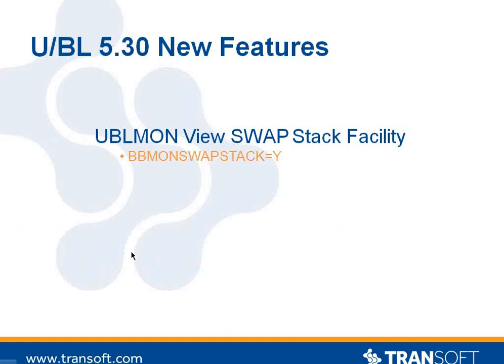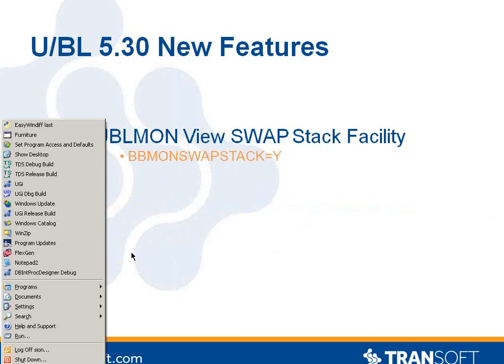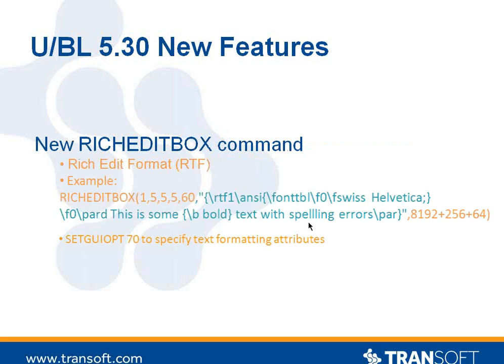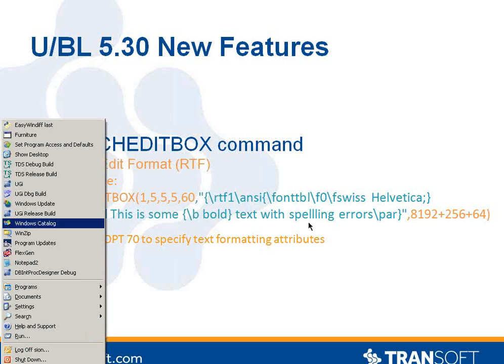Okay, I will change my registry back because I don't want to see that picture of the sheep all the time. So I'll just bring it back to the standard UGI settings. Okay, there's a new rich edit command been added to UBL. It's similar to the edit box, but it allows you to actually format the text. You can change fonts, colors, and you can control the fonts and colors, etc. with the set GUI up 70 command. So I'll show an example of that now.